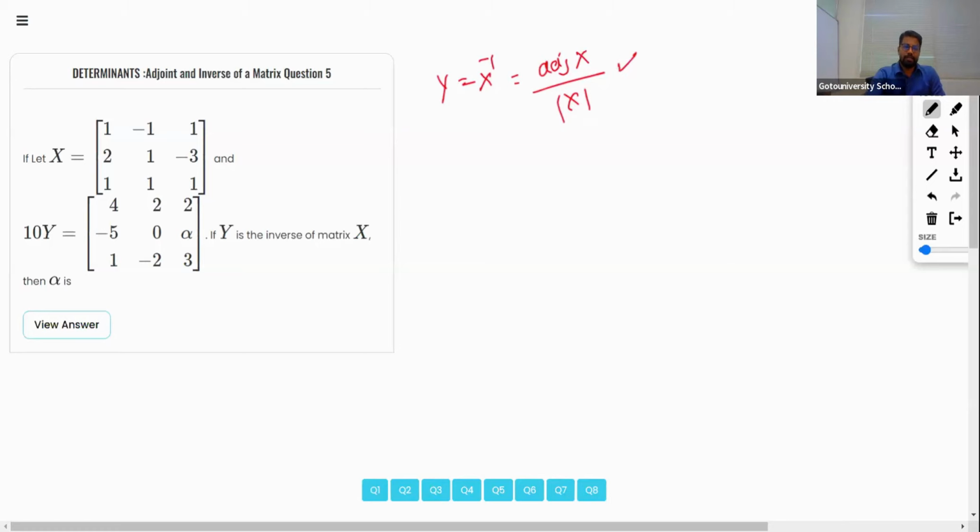After that, whatever comes, we are going to multiply this with 10 and then equate it to this matrix, and the corresponding value will give you the alpha. That is the process. I'll repeat again. They have told us Y is the inverse of X. So if you find the inverse of X and multiply by 10, it will give you 10Y. And all the elements are compared, and I just have to find the corresponding element in the place of alpha. That's your answer. Yes or no? So let's go for that quickly.